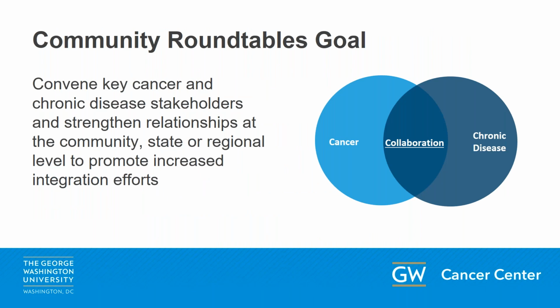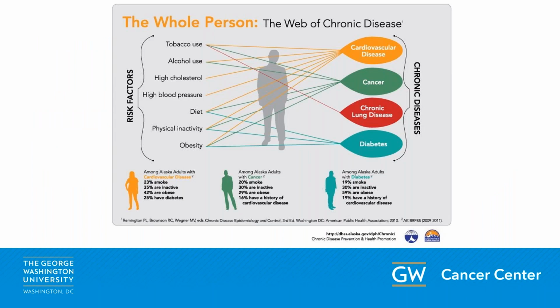As part of this cooperative agreement from CDC, we organized Community Roundtable with the goal of convening key cancer and chronic disease stakeholders and strengthening partnerships at the community, state, or regional levels to promote increased integration efforts between the two groups. This was created in response to CDC's observation and direction for cancer control programs and coalitions to collaborate more with their chronic disease peers, because they found that there was some duplicative work, and they thought that by working together, cancer and chronic disease professionals could save resources and advance their efforts.